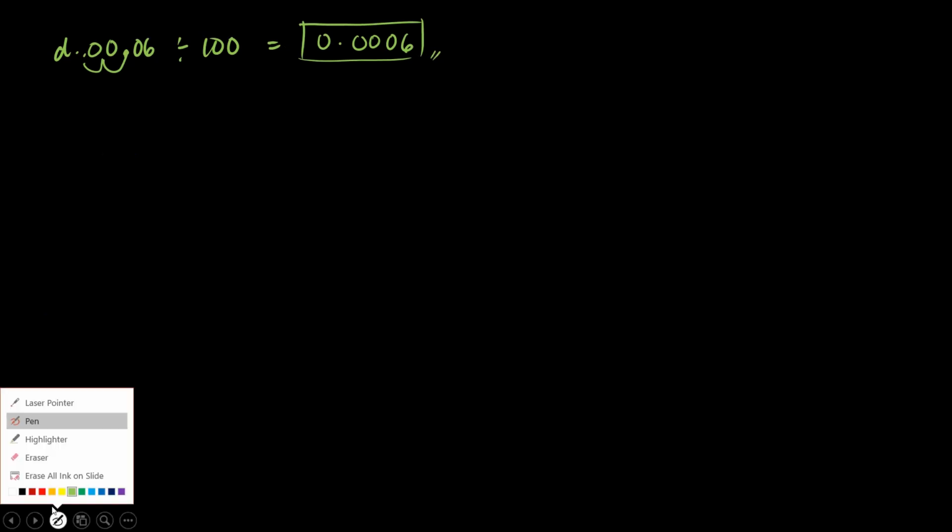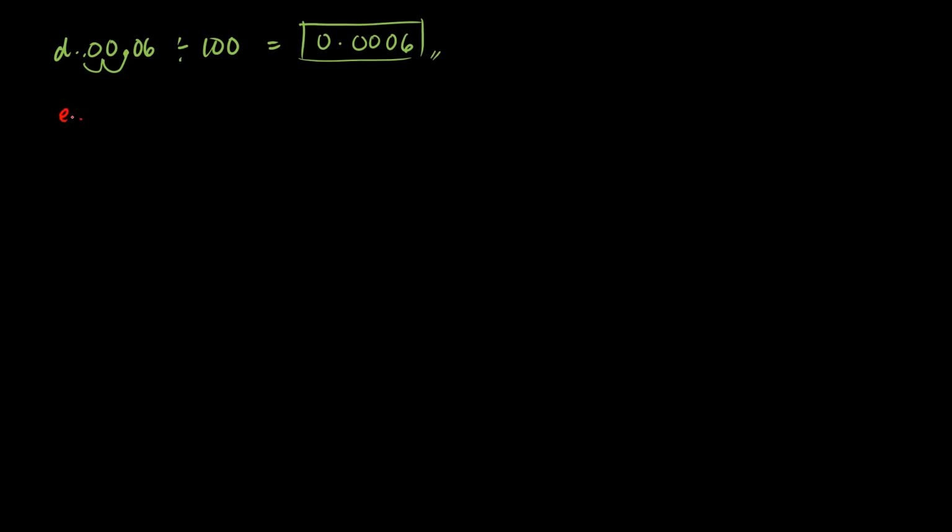Okay, let's have letter E. We have 865 divided by 1,000. So, ilang zero? Tatlo. So, tatlong movement ng decimal point to the left. So, 1, 2, 3.